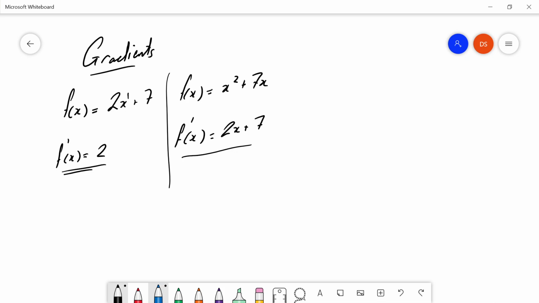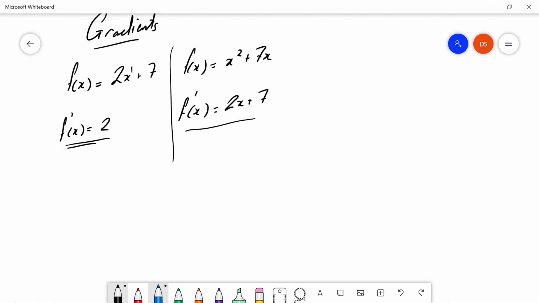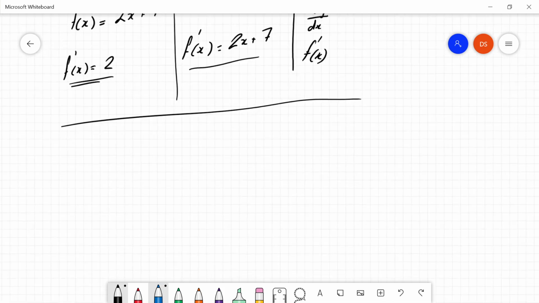And that's really exciting. So there's different notations we could use. We can use y dashed, we can use dy by dx, and we can use f of x with a dash. And all three of these represent different notations for gradient. But let's get to the crux of the matter.